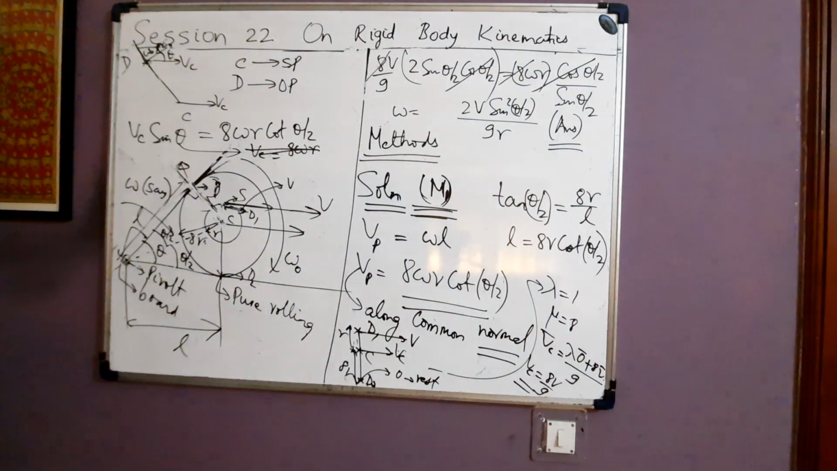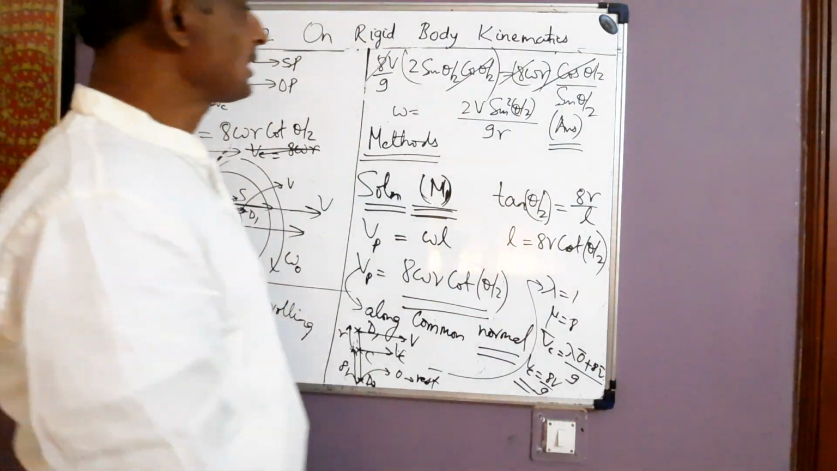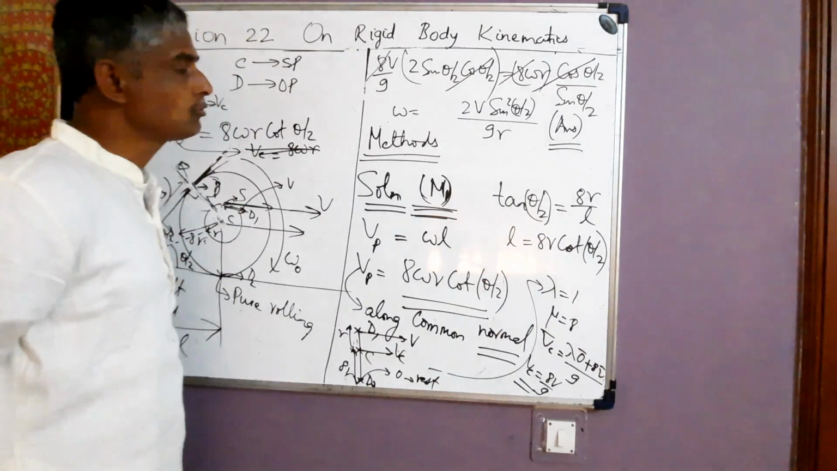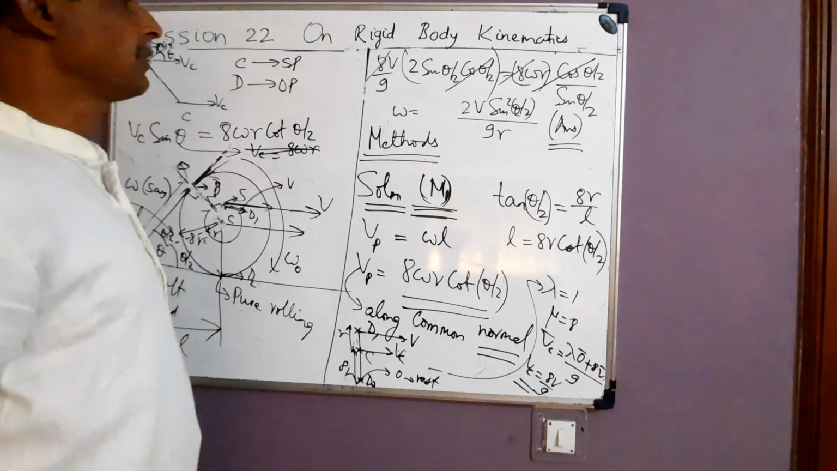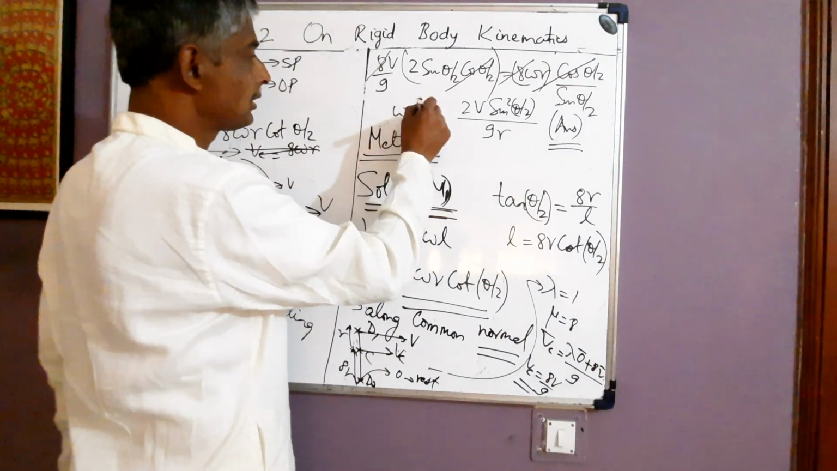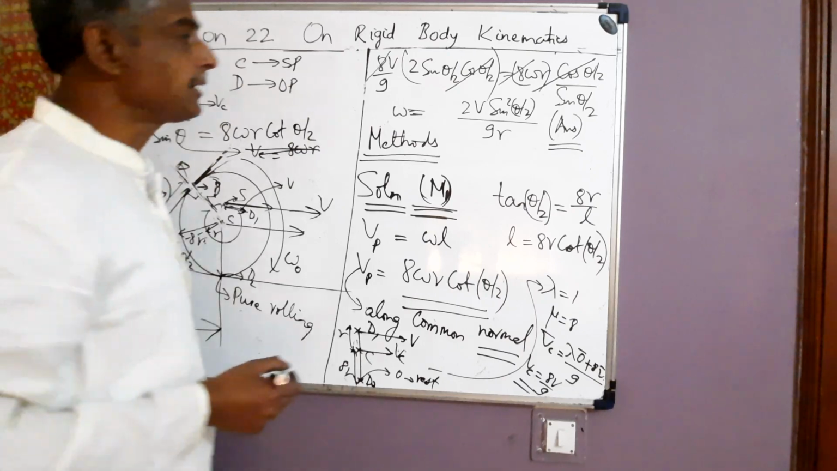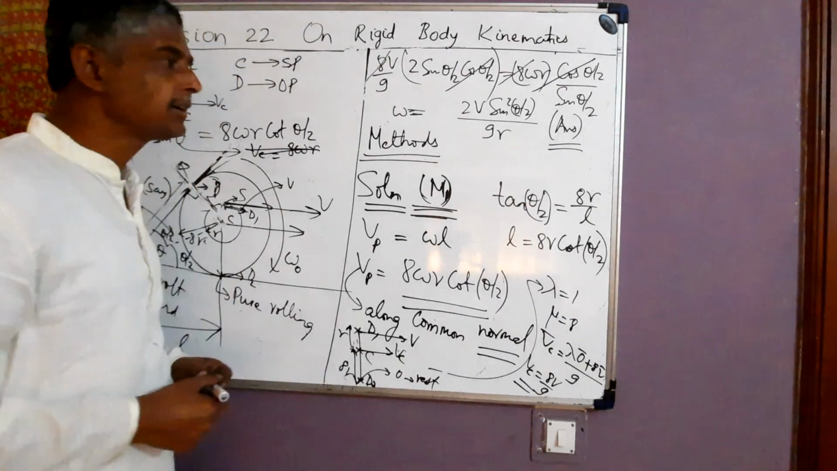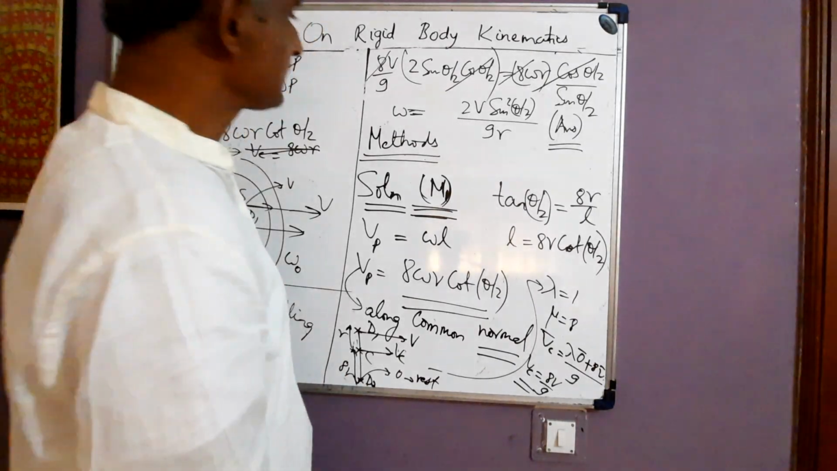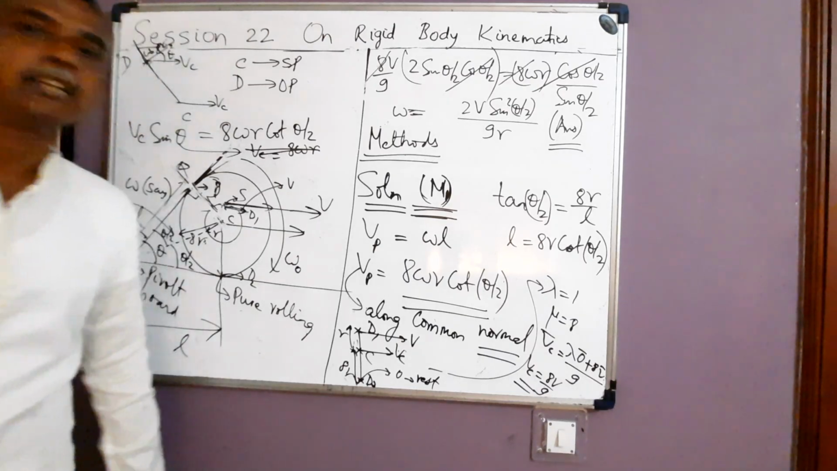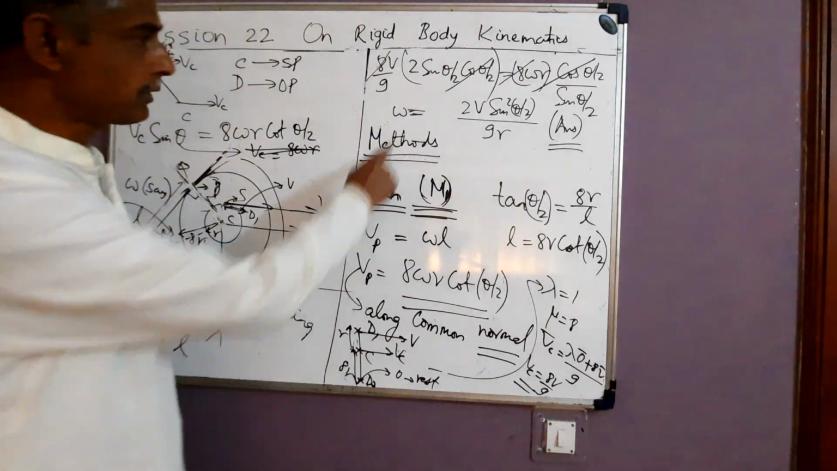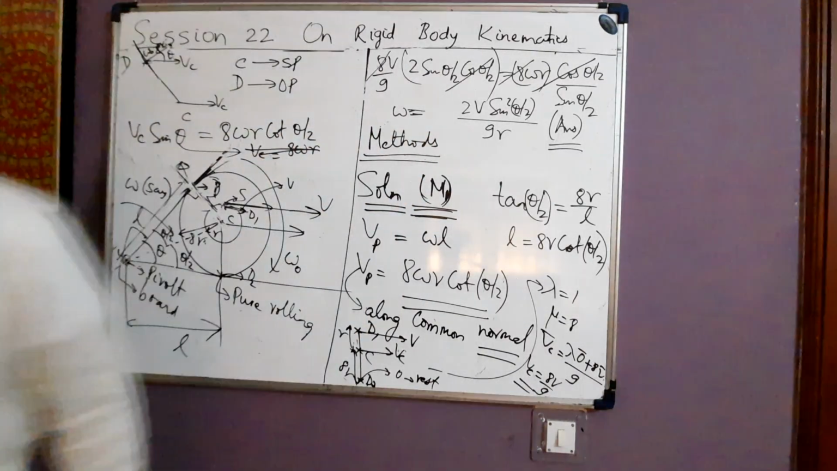So this was the solution by the first method. So omega becomes 2v sin square theta by 2 upon 9r. This is the value of omega, the required value of omega. This is therefore the required answer by method 1.